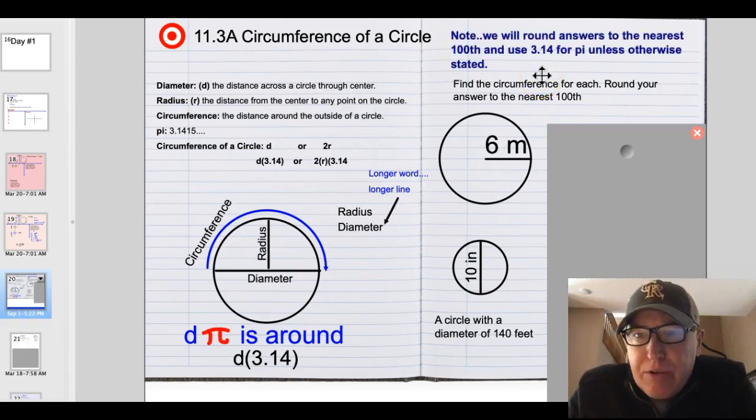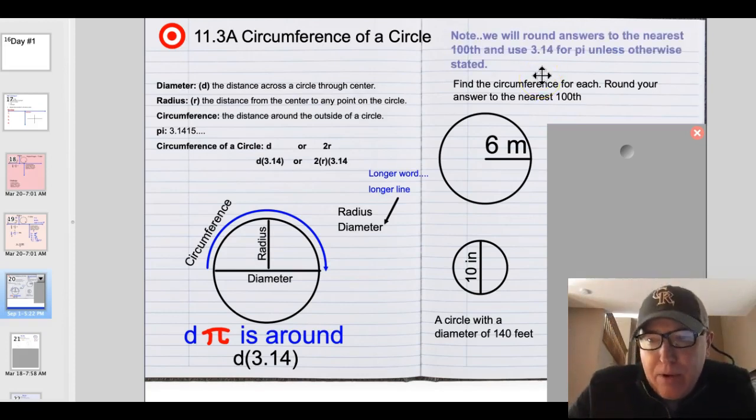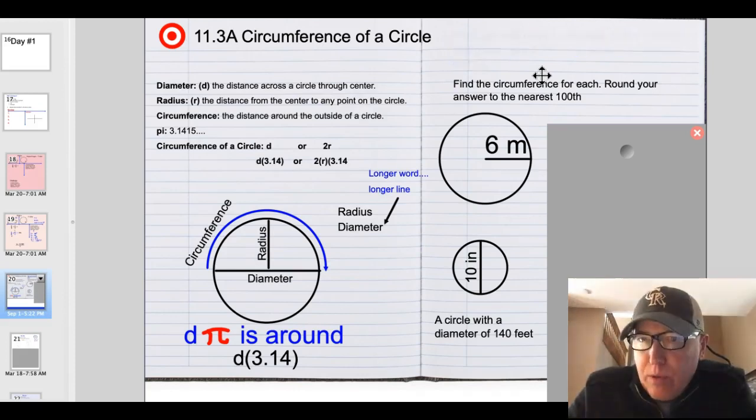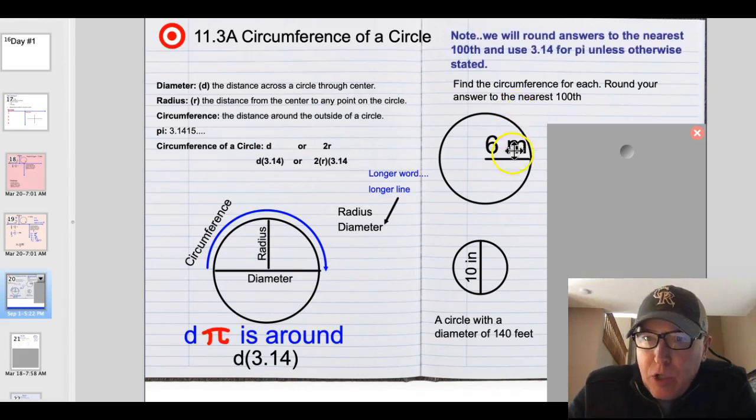Sometimes we'll be rounding to the nearest hundredth, sometimes the nearest tenth. My primary goal here is that you can find the circumference, and I'm not worrying about the rounding right at this point. All right, so this one here, we need to find the circumference of this circle.